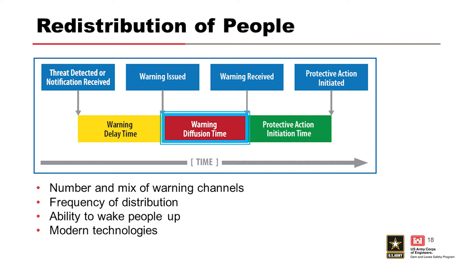Okay, frequency and distribution. This just means there has been this concept of I'm not going to issue another warning unless something changes. That's not good. You just keep getting that warning out. The more times you get to people, the more likely they're going to get it.